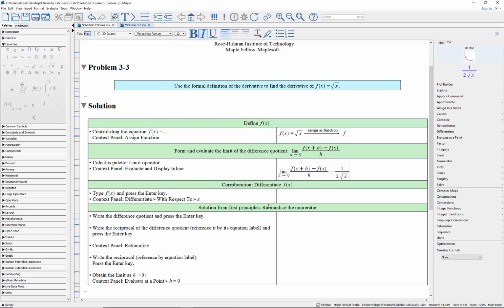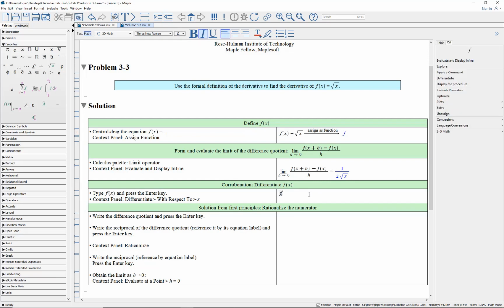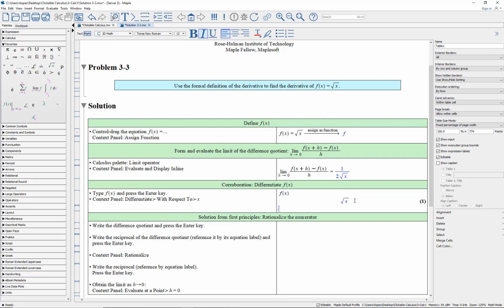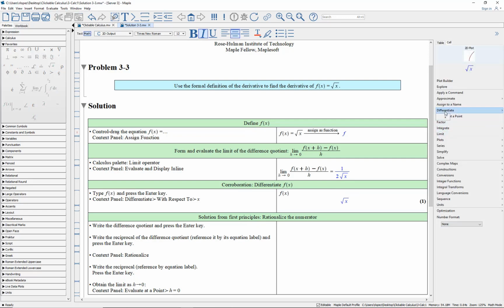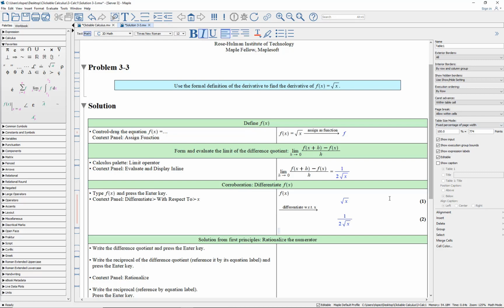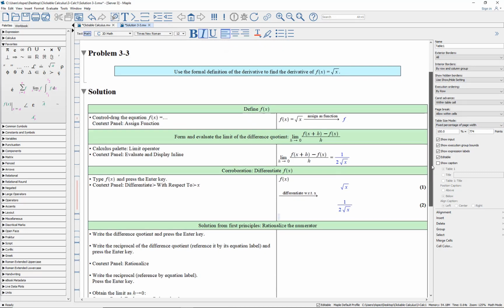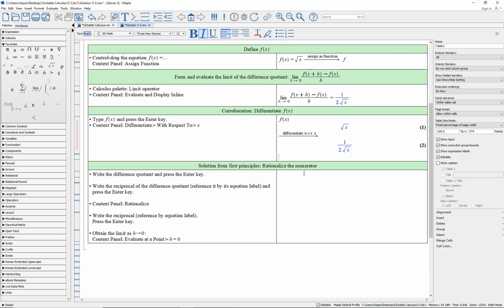Control equal. So if you take the limit of the appropriate difference quotient, you get 1 over 2 root x. Is that the derivative? If you take the derivative of root x, differentiate with respect to x, 1 over 2 root x. Okay? Now let's examine the algebra more carefully.